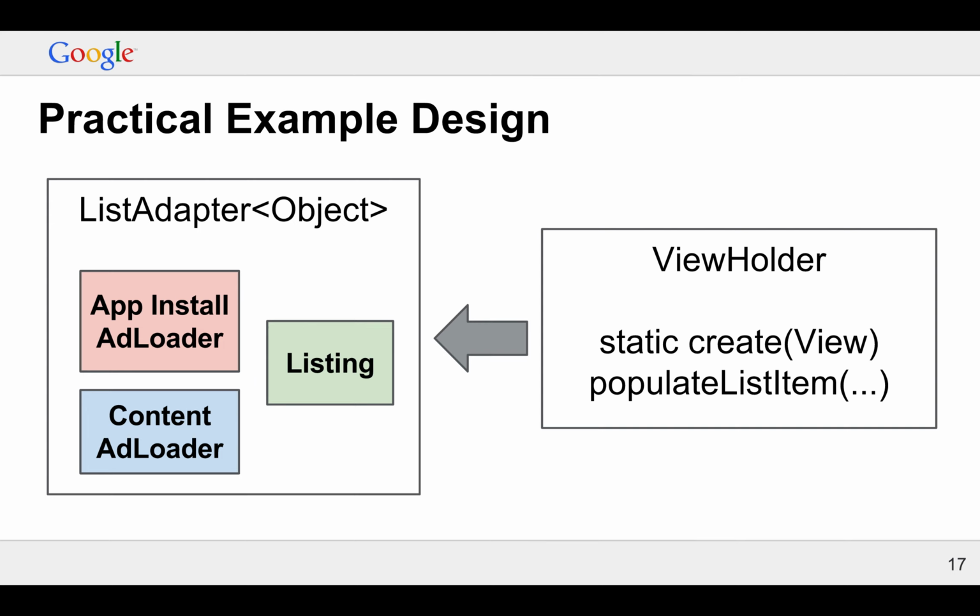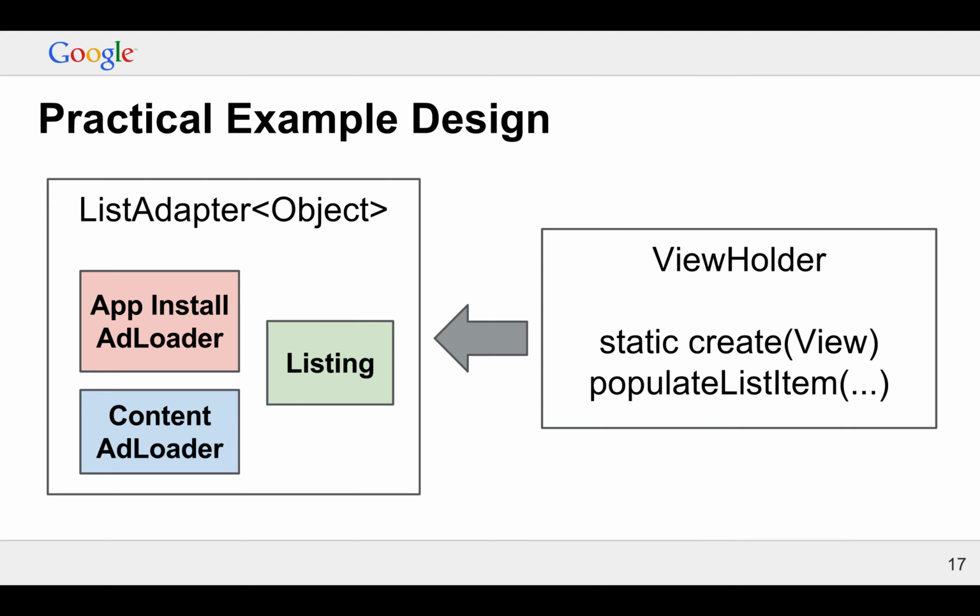So these view holder objects can be created given the super view, which pulls out all of the individual subviews that will be populated. And then once we get back an app install ad or a content ad, these view holder objects are going to have this method called populateListItem. And given an app install ad, this view holder knows exactly which app install ad asset to put into this specific view, and that's how our view actually gets populated.